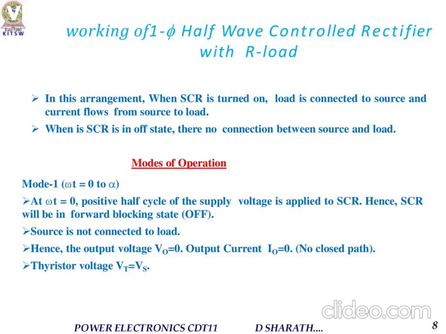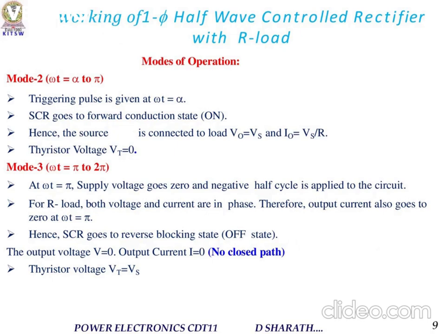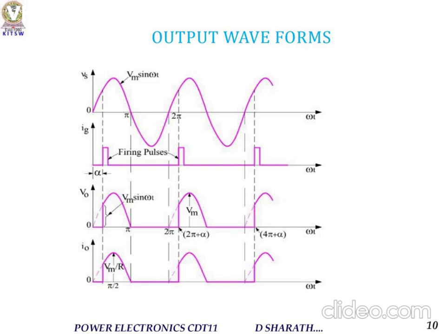Here there are some modes of operation. In mode 1, when omega t varies from 0 to alpha in the positive half cycle, the SCR is in forward blocking mode. In mode 2, when omega t goes from alpha to pi, the trigger pulse is given at omega t equals alpha and the SCR goes to the forward on state. Then the thyristor voltage is 0, V0 equals Vs and I0 equals Vs by R. In mode 3, when omega t goes from pi to 2 pi, it is in reverse blocking mode. Hence VT appears across the thyristor, and V0 is 0 and I0 is also 0.